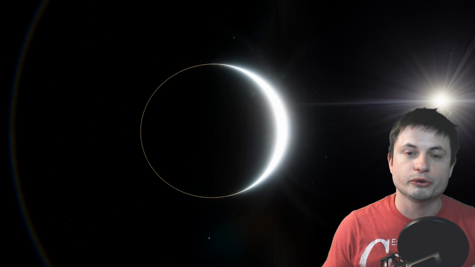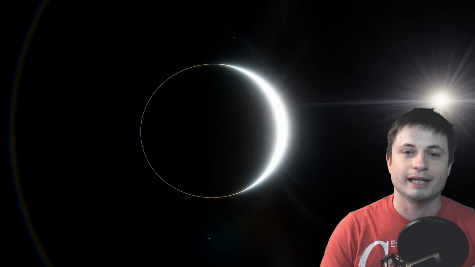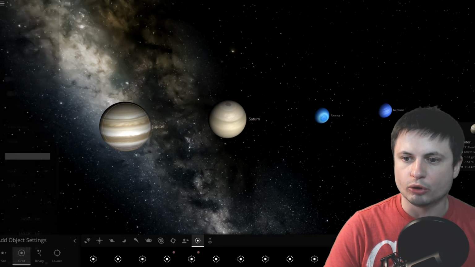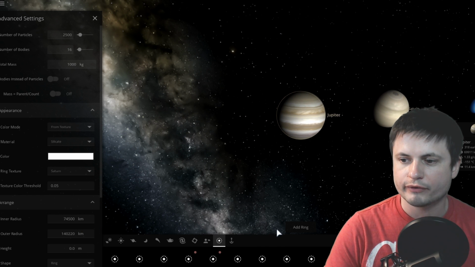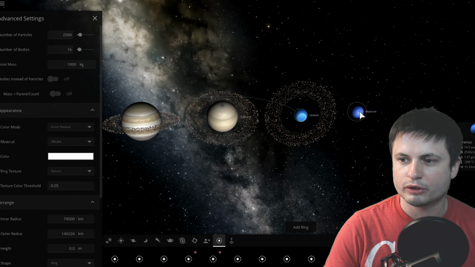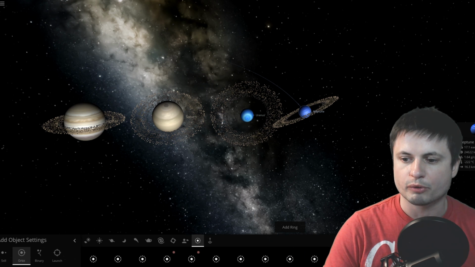We now are almost certain that they all had these large ring formations similar to Saturn. In other words, if we were to add all four planets to Universe Sandbox right here, and to give all four of them Saturn-like rings, it's quite possible that this is actually what all of them looked like several hundred million years ago. So all four objects probably had very icy rings.